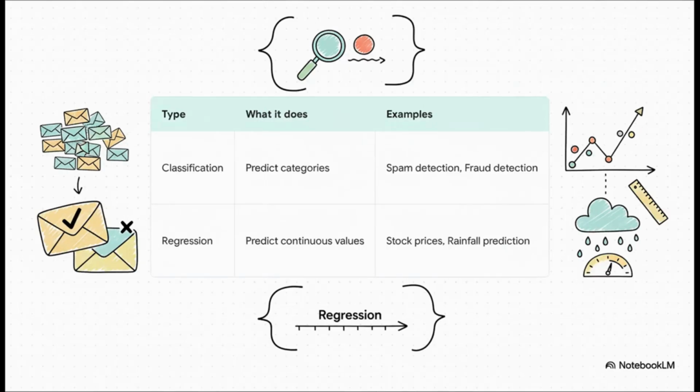Now, this supervised method is really good at two main things. First, there's classification. That's all about sorting things into buckets. Is this email spam or not spam? Is this transaction fraud or not fraud? The other one is regression, and that's for predicting an actual number, like what will the stock price be tomorrow, or how many inches of rain will we get? Different goals for sure, but they both start with that all-important labeled data.